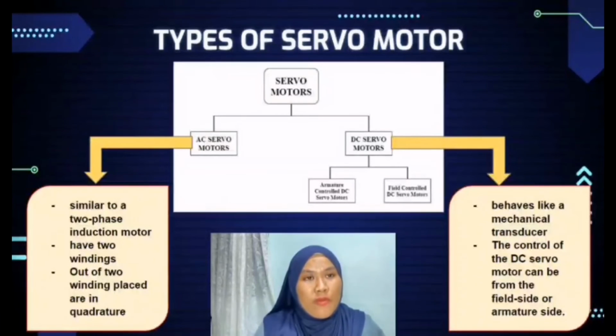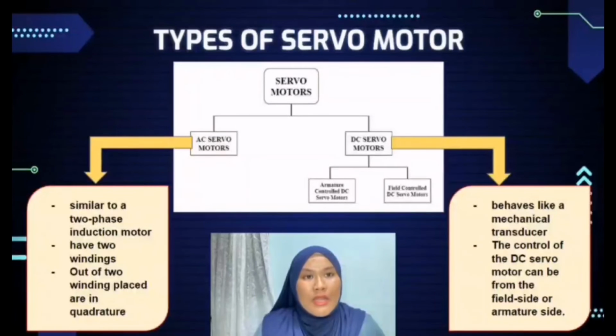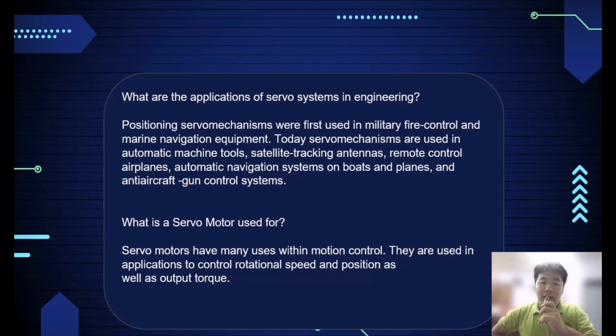Just like what I said before, the DC servo motor is divided into two, and the first one is the armature controlled DC servo motor. In the armature controlled DC servo motor, the field current is held constant and the armature current is varied to control the torque. The second one is the field controlled DC servo motor. In the field controlled DC servo motor, the variable input voltage is applied to the field winding and the armature current is kept constant.